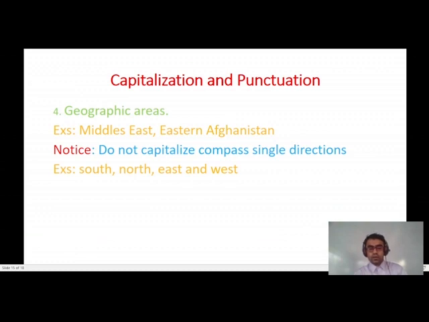So also we need to capitalize the geographic areas. Names for locations, names for sites. For example, Middle East, Eastern Afghanistan. So the first words should be capitalized.